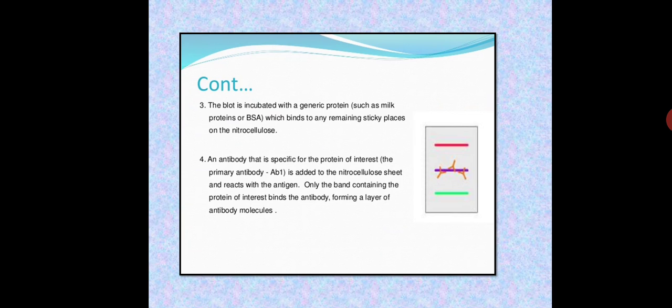Then we add our antibody, as I told you, the primary antibody. This primary antibody is very specific to our target protein. What does this primary antibody do? It will not show results. This primary antibody, what happened?